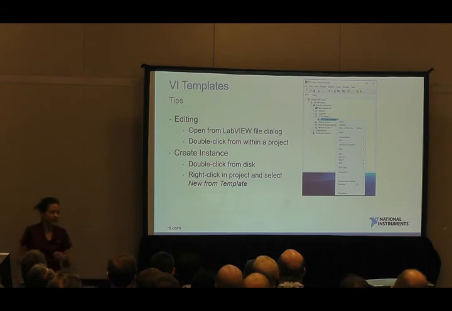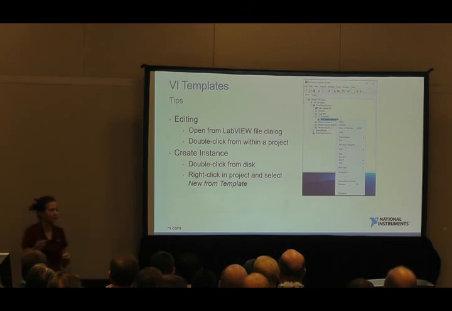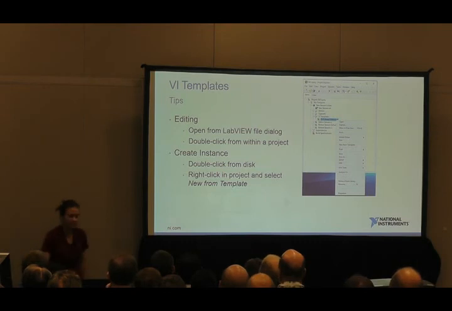So to create the instance, which is basically it takes the VI template, opens a new one, and wants you to save it as something else, I would double click on it from disk, like I said, or in a project, you can right click and say new from template. So it's kind of reverse of what you think. Because I double click on disk, it gives me a new instance. I double click in the project, it opens the real one. So they don't correlate.